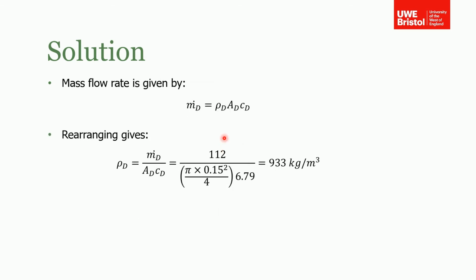So finally, we know the mass flow rate, we know the area, and we also know the velocity, so we can find the density from this equation for the mass flow rate. So if we rearrange this, we get that the density is equal to the mass flow rate divided by the area times the velocity, and we've worked that out previously. So we plug in all the values and we get an answer of 933 kilograms per meter cubed.